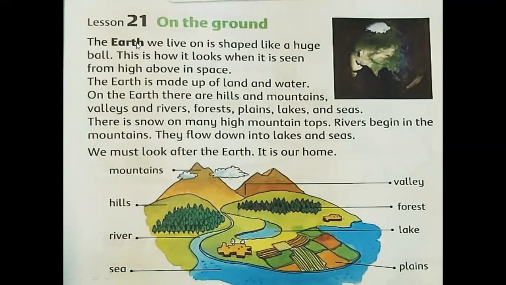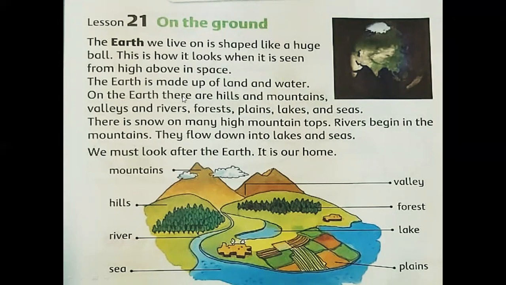The earth we live on is shaped like a huge ball. This is how it looks when it is seen from high above in space. The earth is made up of land and water.